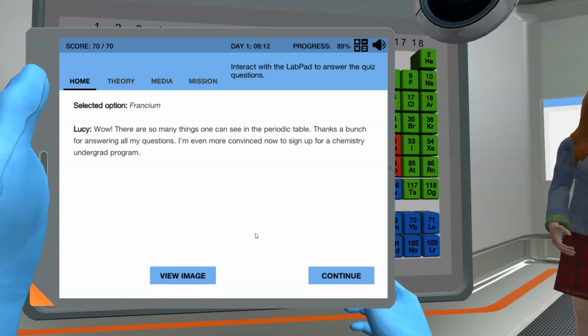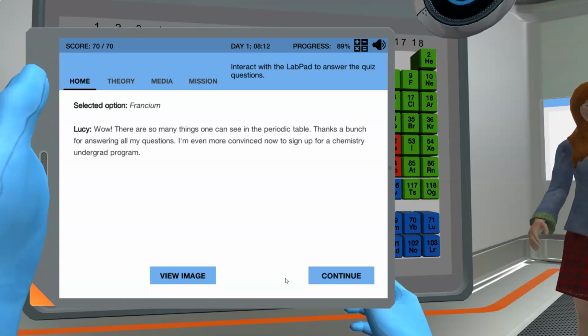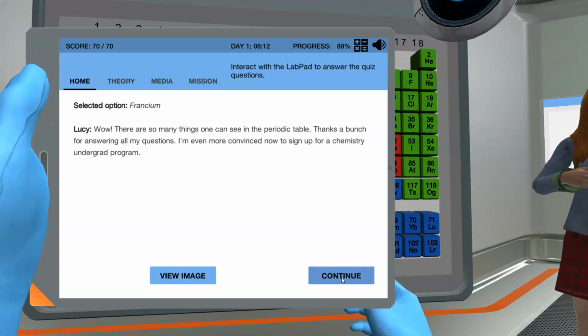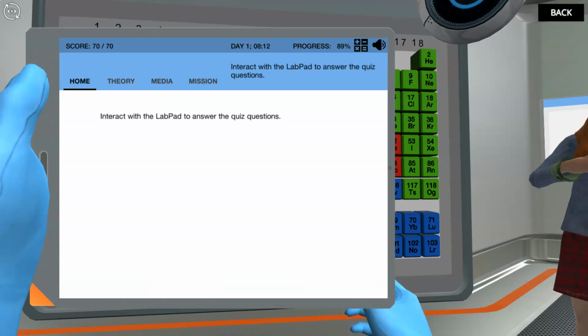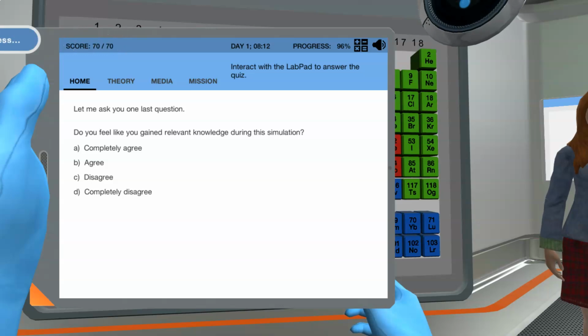Wow, there are so many things one can see in the periodic table. Thanks a bunch for answering all my questions. I'm even more convinced now to sign up for a chemistry undergrad program. Let me ask you one last question. Do you feel like you gained relevant knowledge during this simulation?